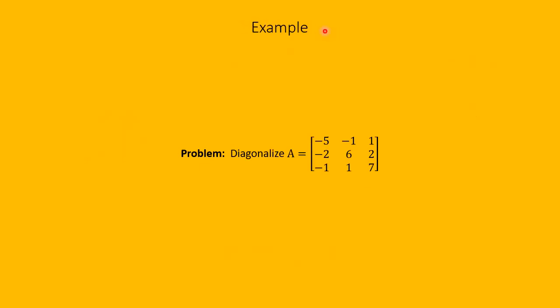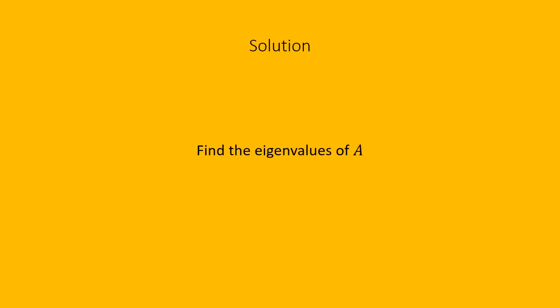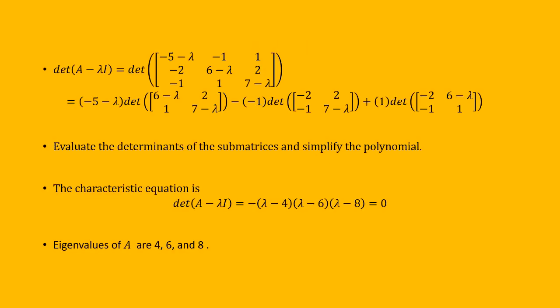As an example, let's consider the following problem. Diagonalize the matrix A, which is this 3 by 3 matrix. We need to find the characteristic equation: the determinant of A minus lambda times the identity matrix equals 0.